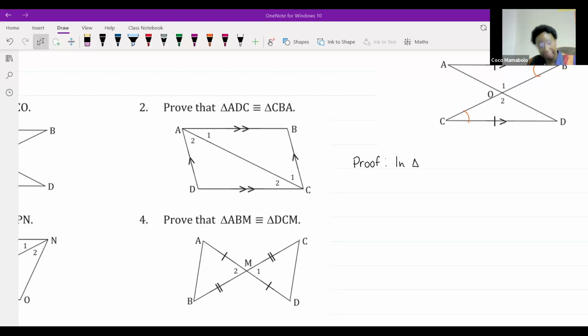Yes, Gift. Fun must apply because we've got right angles. Sorry, we've got parallel lines. We've got parallel lines, sorry.